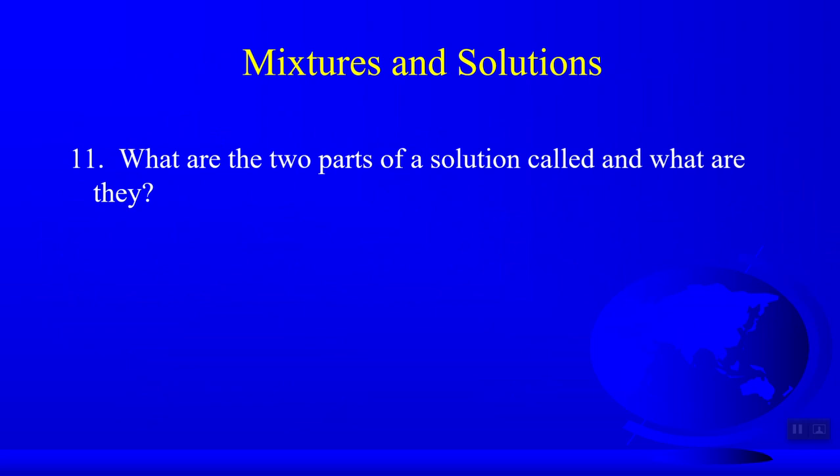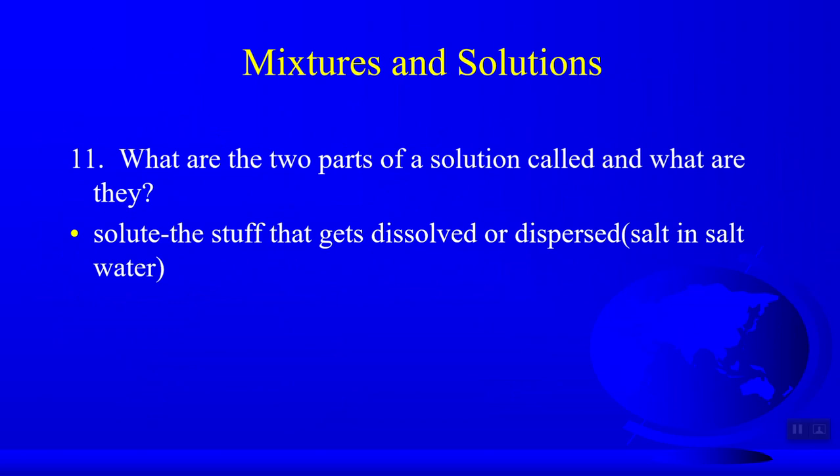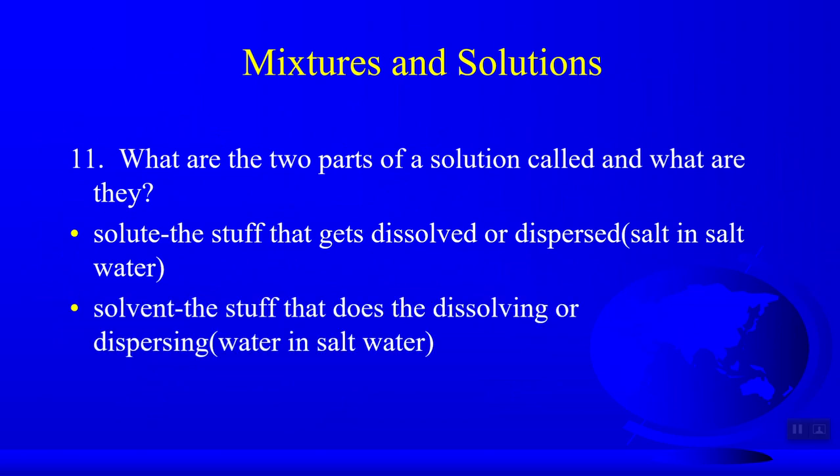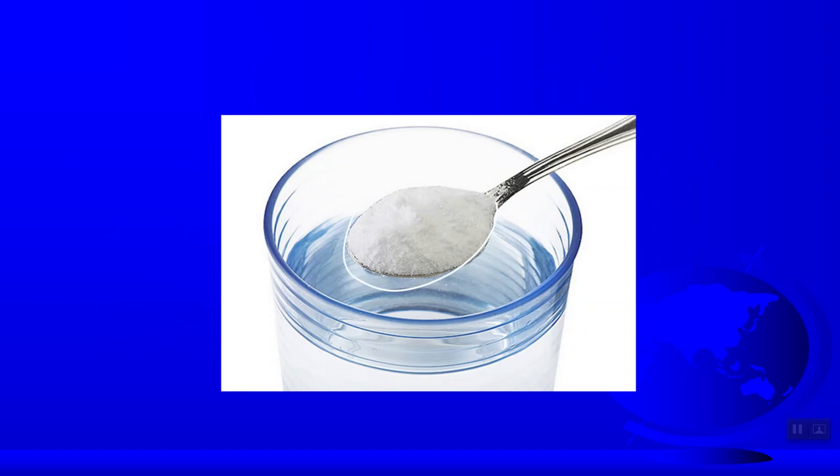What are the two parts of a solution called? They are solute and solvent. The solute is the stuff that gets dissolved or dispersed. The solvent is the stuff that does the dissolving. So in salt water, salt would be what gets dissolved. It is the solute. Water is what does the dissolving. Typically, it's the one you have more of that is the solvent, and the one that you have less of that is the solute. So, solute, solvent.